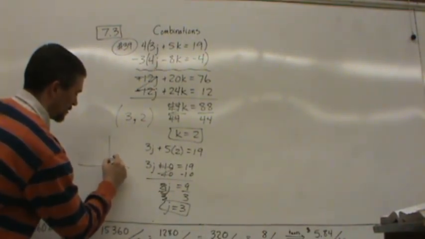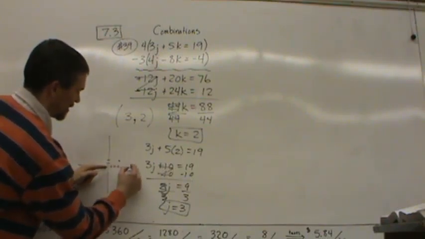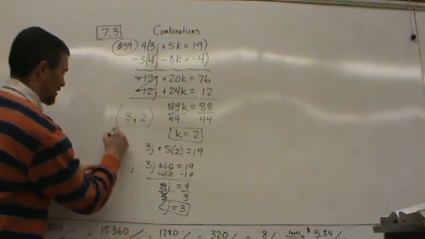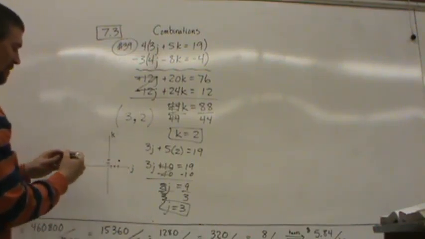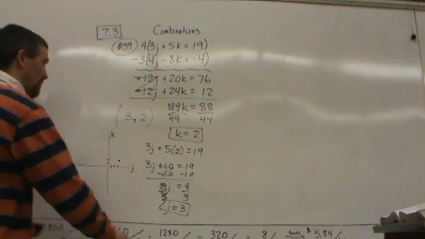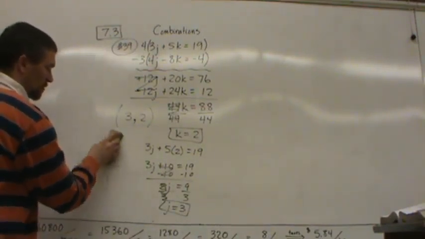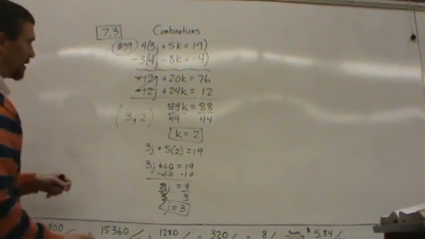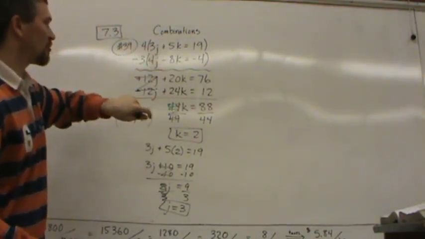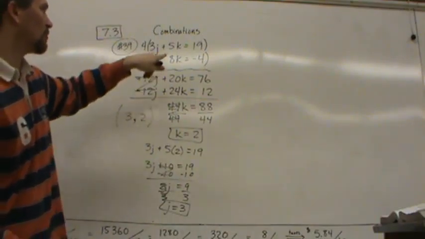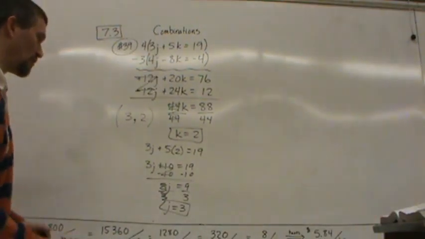3, 2. If this is indeed the j-axis, and this is the k-axis, that would be the point of intersection right there. And we found it by combinations. And if we wanted to be very sure and check, we could plug this back in, j and k, and see if it gives us a true statement. Then we would also do it for this other one and see if it's a true statement.